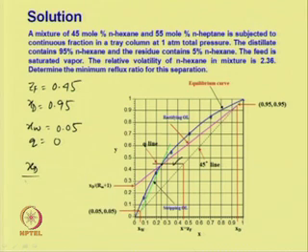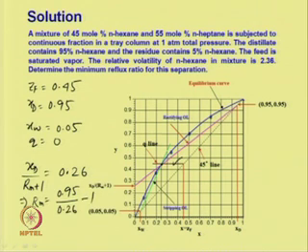and from that point we can calculate xd divided by rm plus 1 is around 0.26. So, from this we can calculate R m is equal to 0.95, xd is 0.95 divided by 0.26 minus 1, which is equal to 2.65. The minimum reflux ratio is 2.65. This is the graphical method of how we can calculate the minimum reflux ratio.